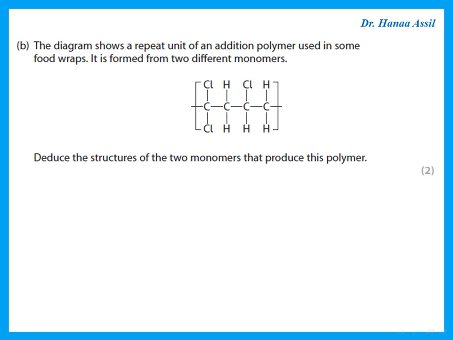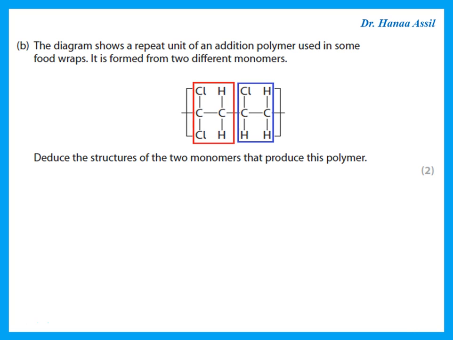The diagram shows a repeat unit of an addition polymer. Now he's saying it is formed from two different monomers. Deduce the structure of the two monomers. Again, when it is addition, then each two of these was one of the monomers. So the two carbons on the left were originally an alkene of the structure, and the two carbons on the right were originally an alkene, so that when we do addition polymerization, they will give that product that was shown.